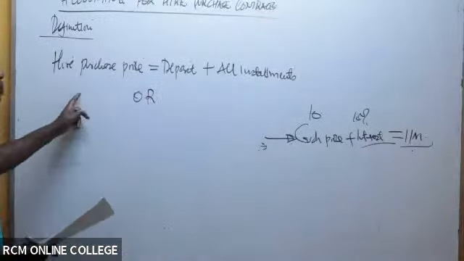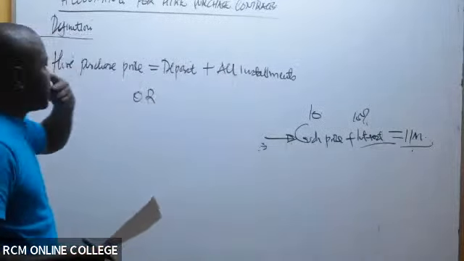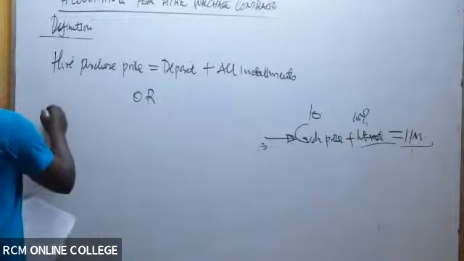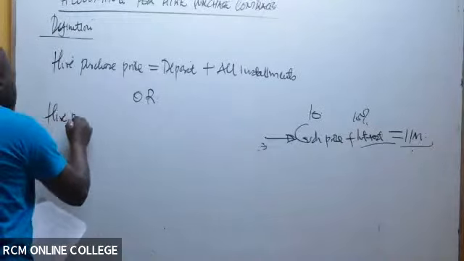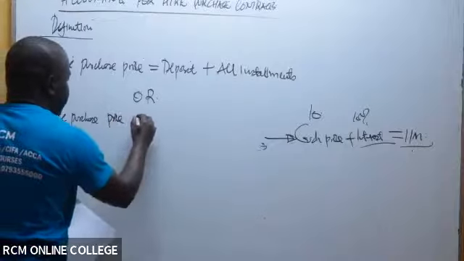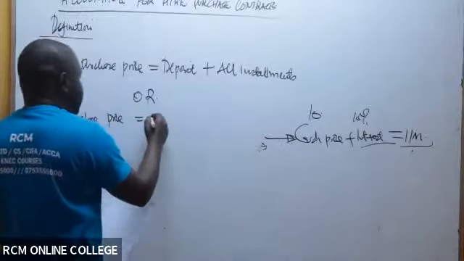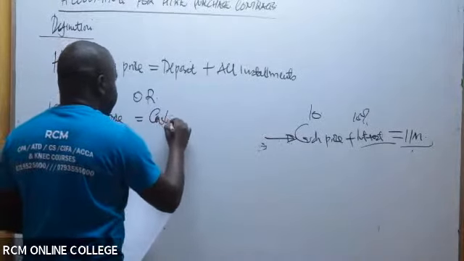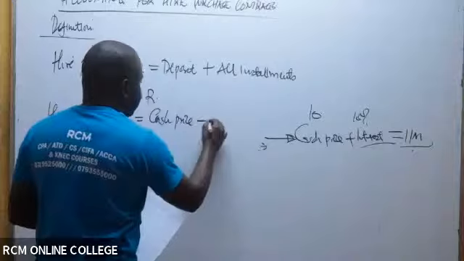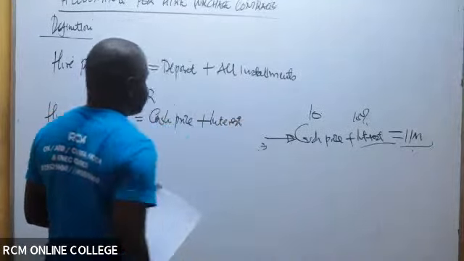So the hire purchase price is normally what they have agreed, like 1 million plus the 9 million of the other amount. Or you can say hire purchase price is equal to the cash price plus interest.